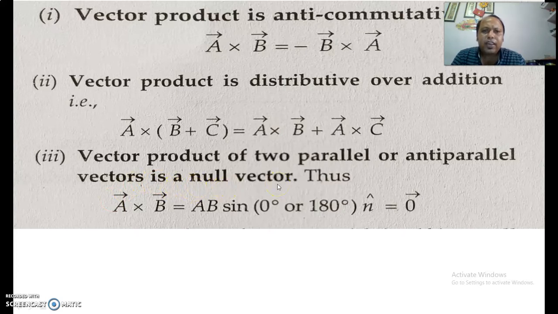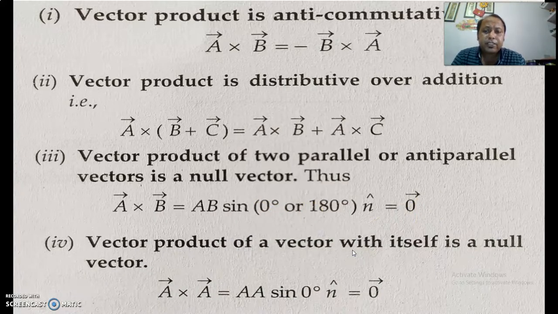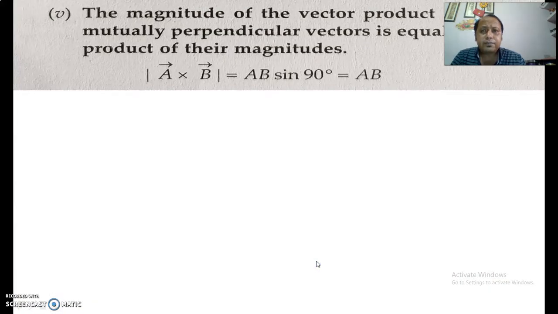Always remember, when the two vectors are parallel, the angle between them is 0 degree. If they are anti-parallel, that is in the opposite direction, the angle between them is 180 degree. And for both the cases, sine 0 or sine 180 degree is 0. So A cross B will be a null vector or 0 vector if A and B are making an angle of 0 degree or 180 degree. Next, the vector product of a vector with itself is a null vector. Obviously it will be a null vector because again the angle is 0 degree. The same vectors, the cross product is 0 vector.